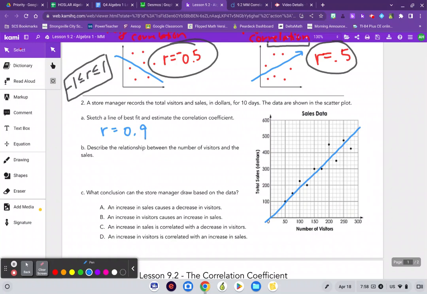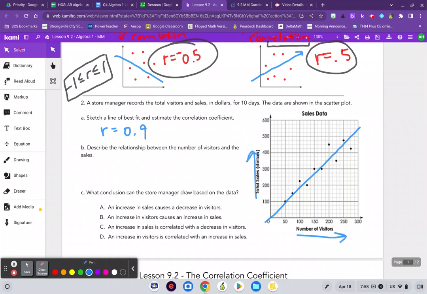The data points are not perfectly all touching the line, but I have a lot of data points that are really close to that line. So 0.9 would be a pretty good fit. It says describe the relationship between the number of visitors and the sales. So when the number of visitors increases, the sales is also increasing.